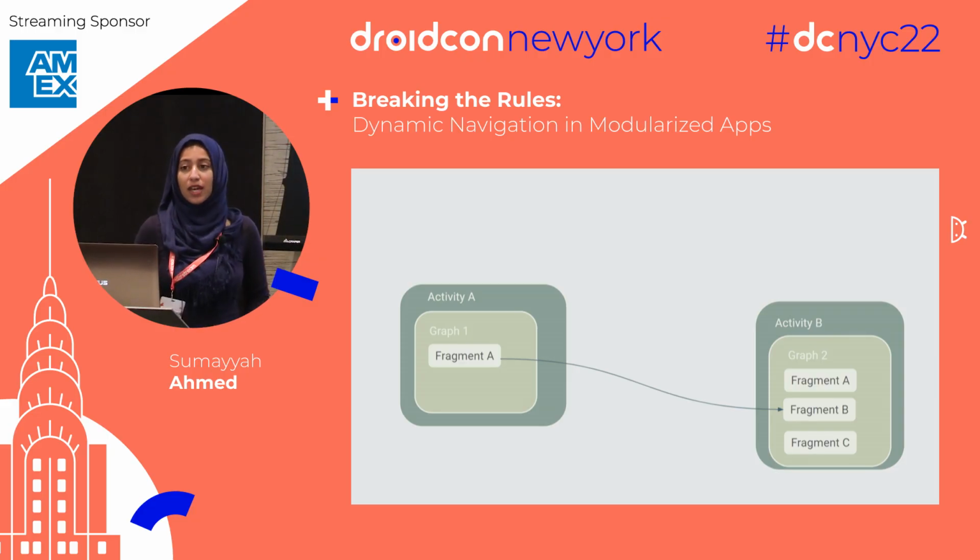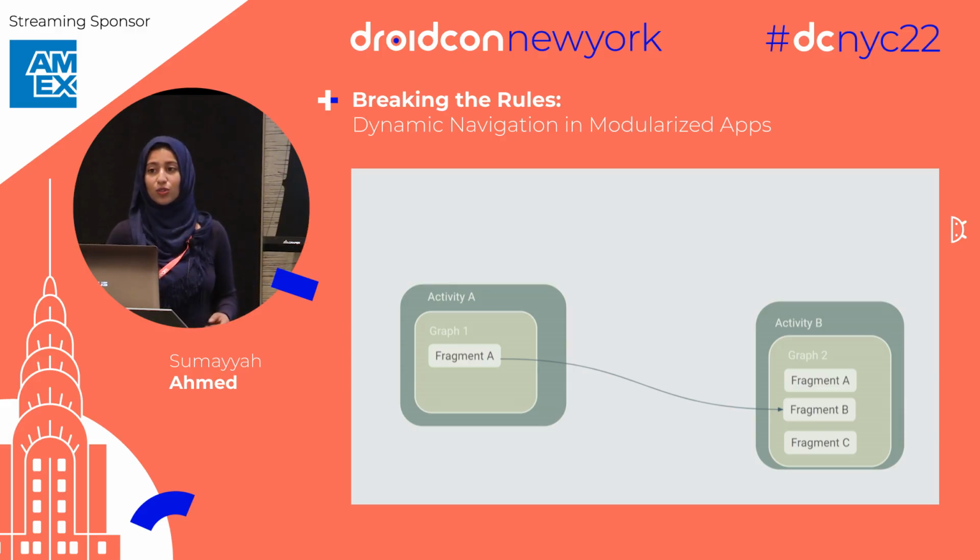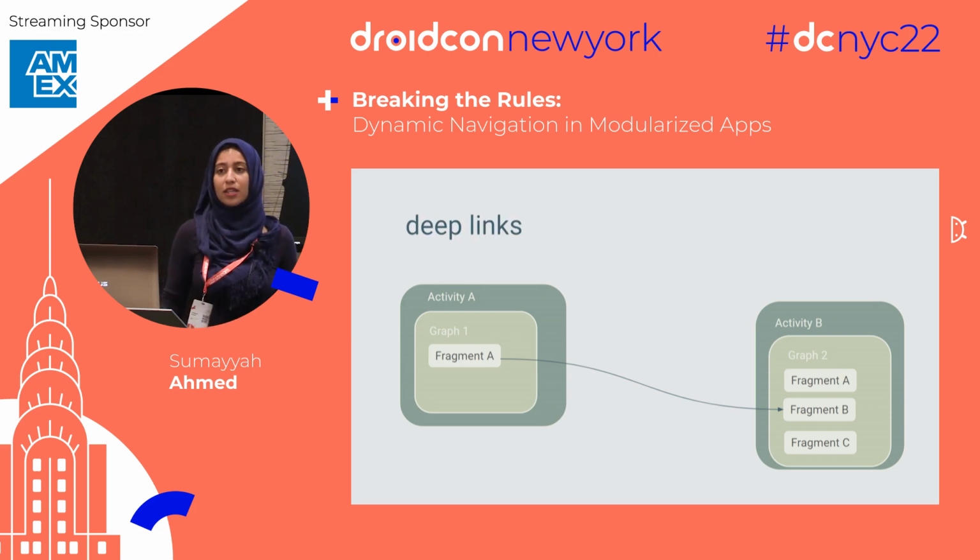The developer knows we have to get to fragment B. But in your source graph, you have no access to or knowledge of the contents of the second graph. These graphs don't know anything about each other. How do we do this? Well, we're actually just talking about implicit deep links between navigation graphs. And luckily for us, Nav Components actually does support this.